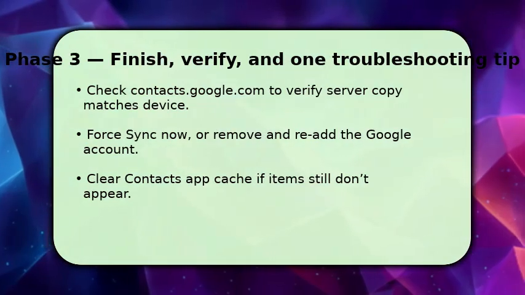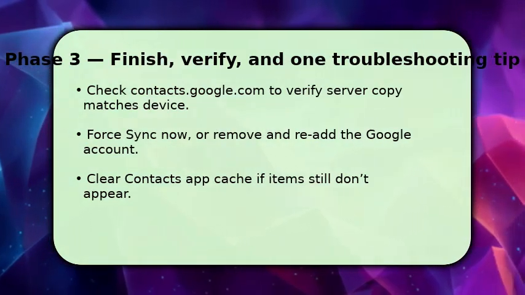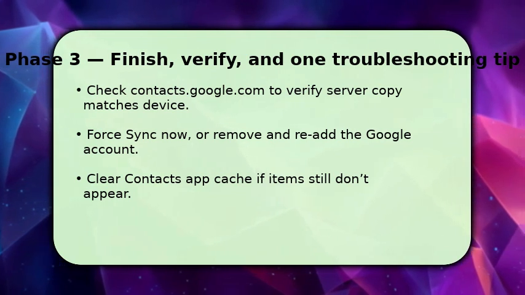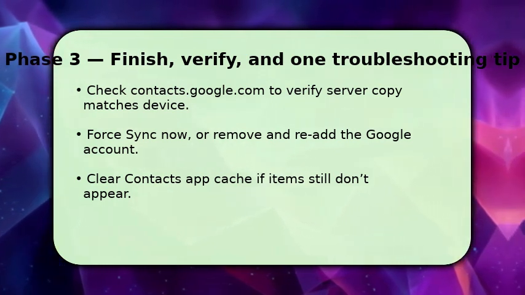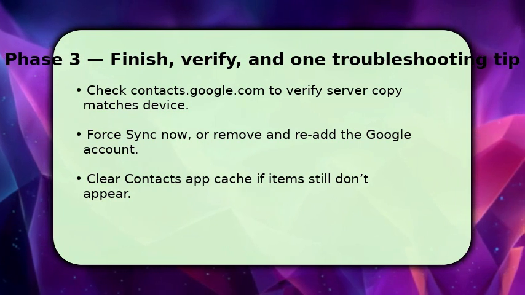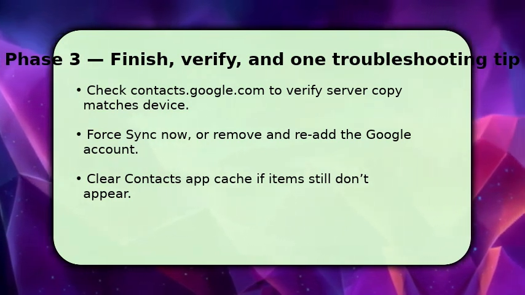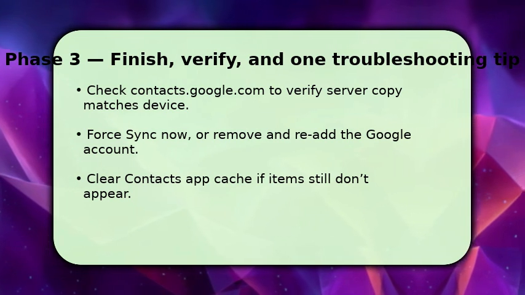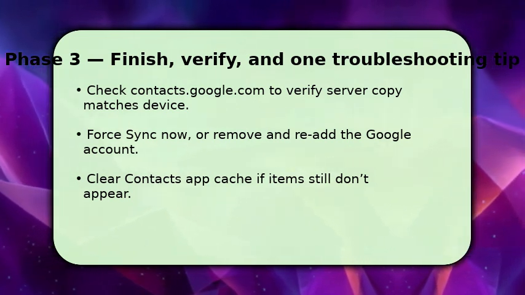Finally, verify the sync by visiting Contacts.Google.com on a browser or checking another synced device, and make sure the same names appear. If some contacts are missing, force a sync now from Settings → Accounts → Google → Sync, or remove and re-add the Google account to reset sync tokens.